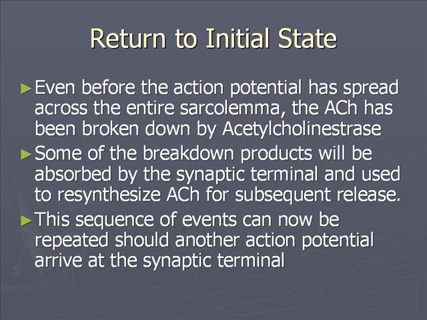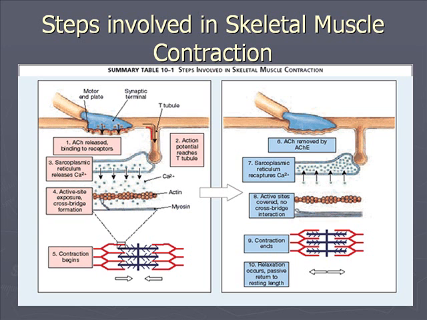So even before the action potential has spread completely across the sarcolemma, or the contractile unit of the muscle, acetylcholine has been broken down by acetylcholinesterase. So this happens instantaneously, almost immediately upon the release of acetylcholine. We'll see acetylcholinesterase come in and break it down. Some of the breakdown products will be reabsorbed back into the synaptic terminal, used to resynthesize acetylcholine for subsequent release. So yes, it's destroyed, but most of the products are retained, can be reabsorbed and used later. The sequence of events can now be repeated should another action potential arrive at the synaptic terminal.